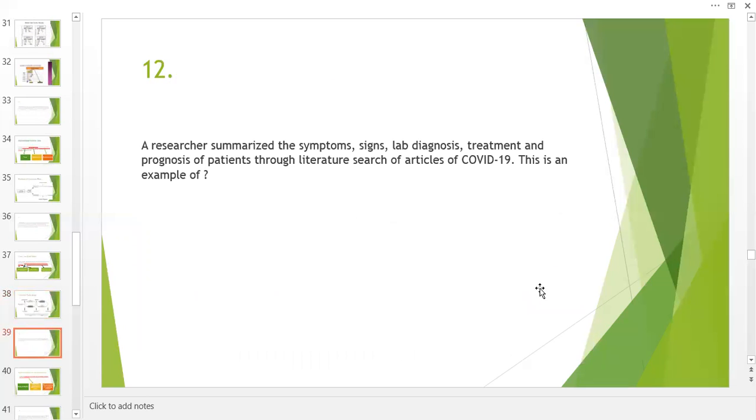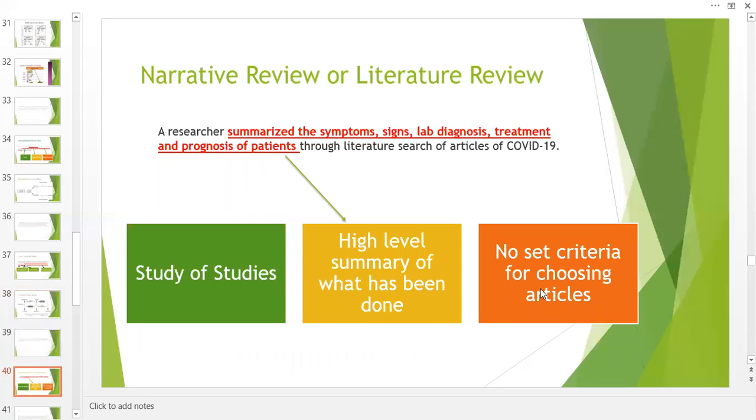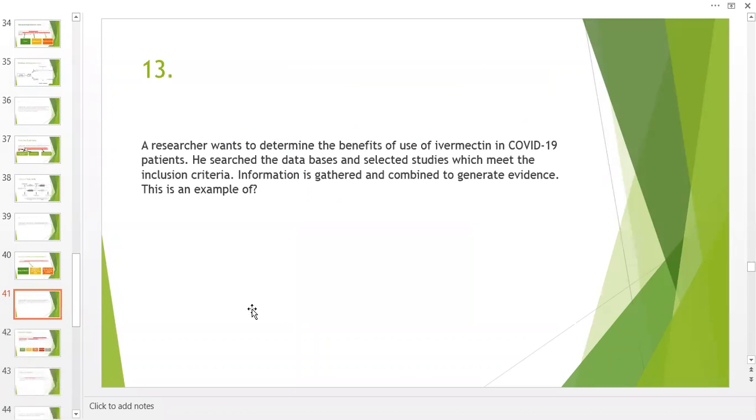A researcher summarized the symptoms, signs, lab diagnosis, treatment, and prognosis of patients through literature search of articles of COVID-19. This is an example of a narrative review or literature review, because the researcher has summarized the signs, symptoms, lab diagnosis, treatment and prognosis of patients, and a high level summary of what has been done is generated in a narrative review or literature review. There is no set criteria for choosing the articles, and it is a study of the studies, and it helps to identify gaps where more research is to be done.